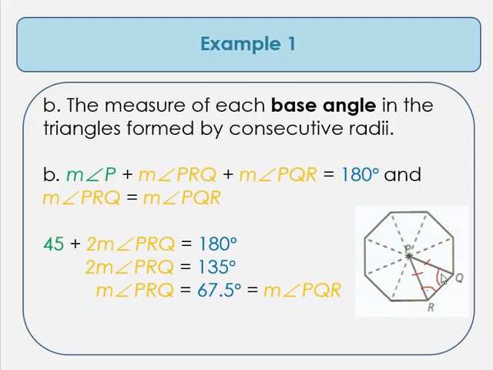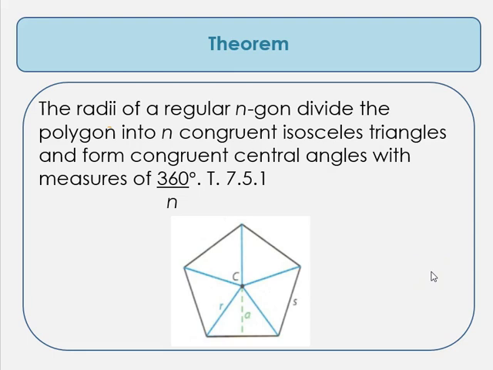And we, in the last slide, learned how to find the measure of the central angles. So that brings us to our theorem. The radii of a regular n-gon, so that's any polygon that's regular, divide the polygon into n number of congruent isosceles triangles.